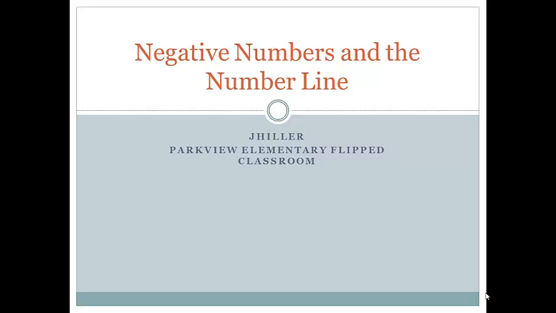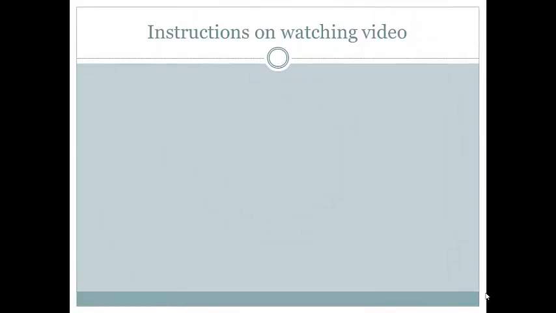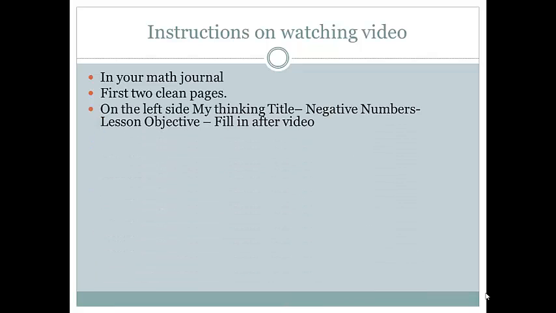Today we're going to talk about negative numbers and the number line. Here are some instructions on watching the video. In your math journal, find the first two clean pages so you have one on the left and one on the right. On the left side is your My Thinking side, and this is going to be your title, Negative Numbers. Underneath, Lesson Objective. You will fill this in after the video.